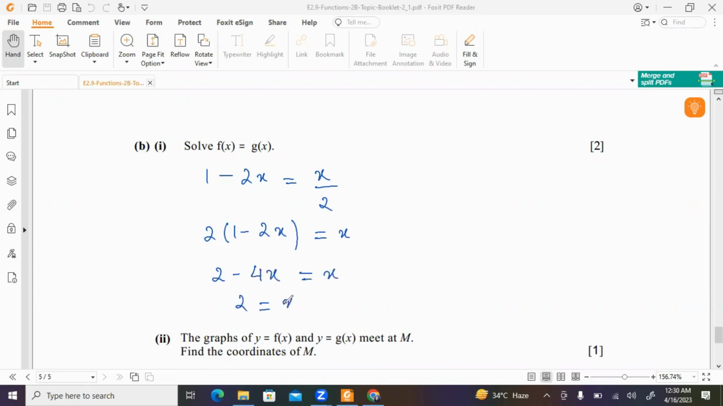Collect the like terms on each side. And 2 equals to 5x. So 2 over 5 equals to x. That is the answer for this.